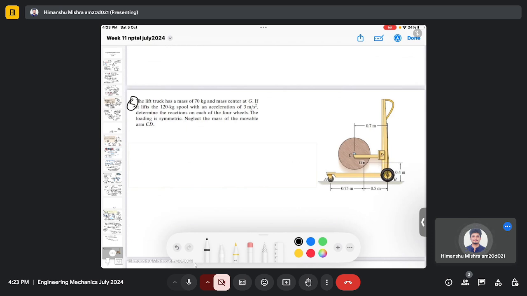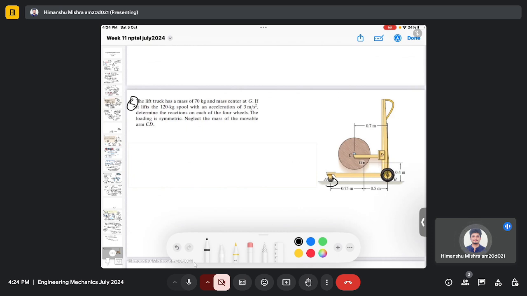So here the lift truck has a mass of 70 kg and a mass center at G. If it lifts the 120 kg spool with an acceleration of 3 meter per second squared, determine the reaction on each of the four wheels. The loading is symmetric. Neglect the mass of the movable arm CD. So we need to find the normal reaction at point A and at point B.